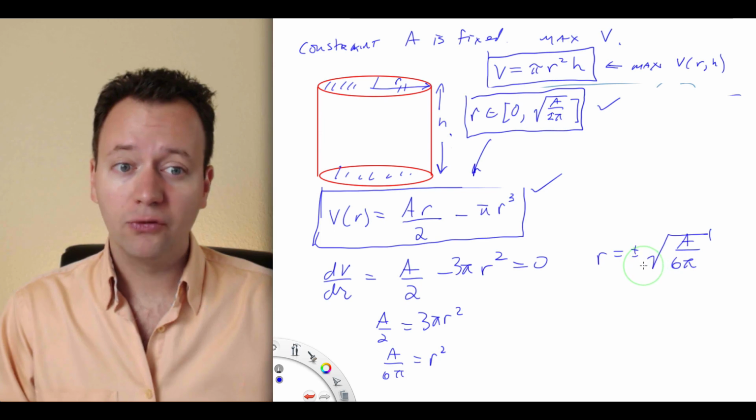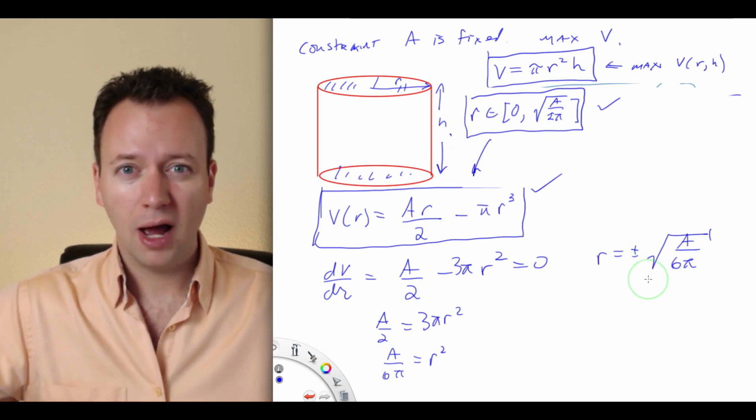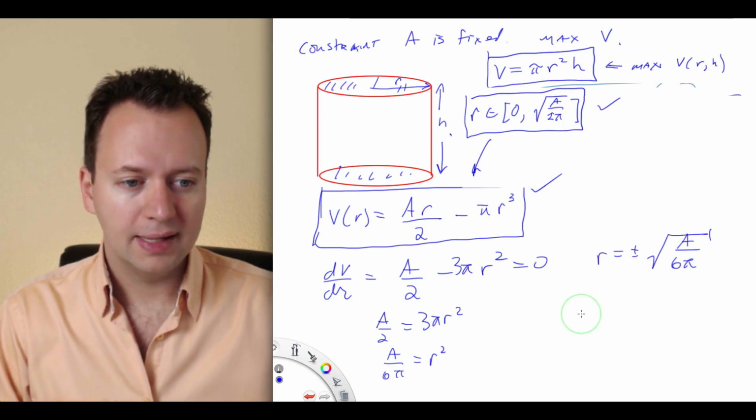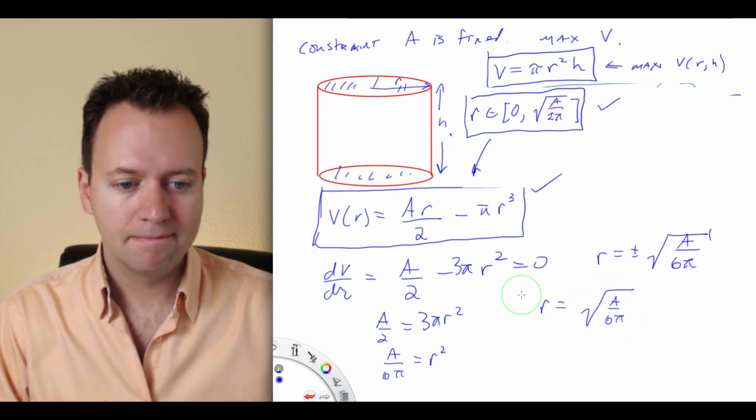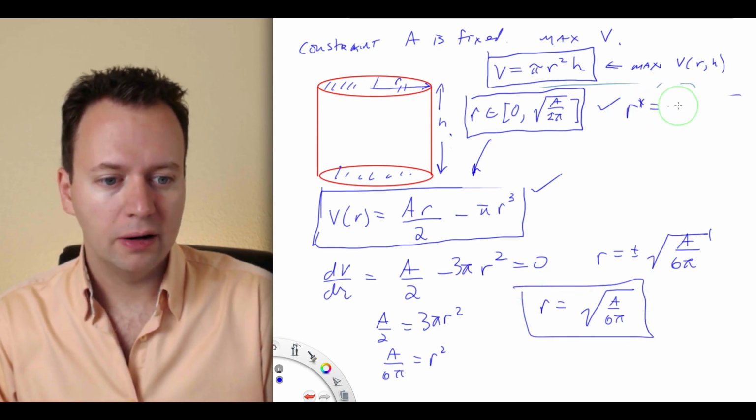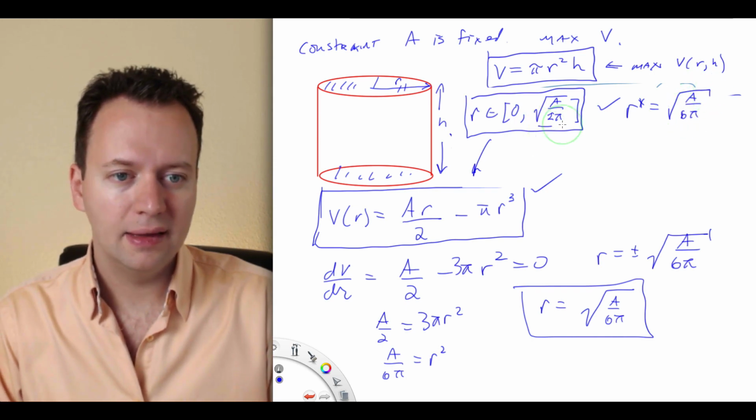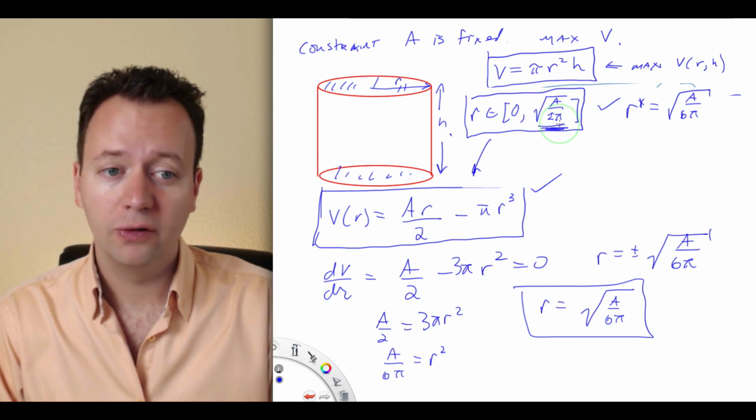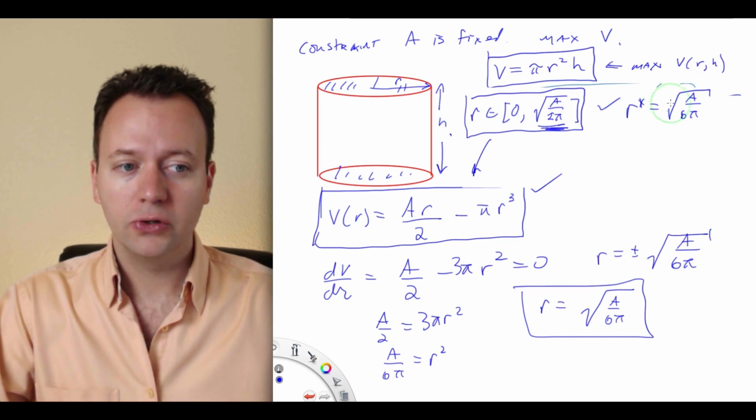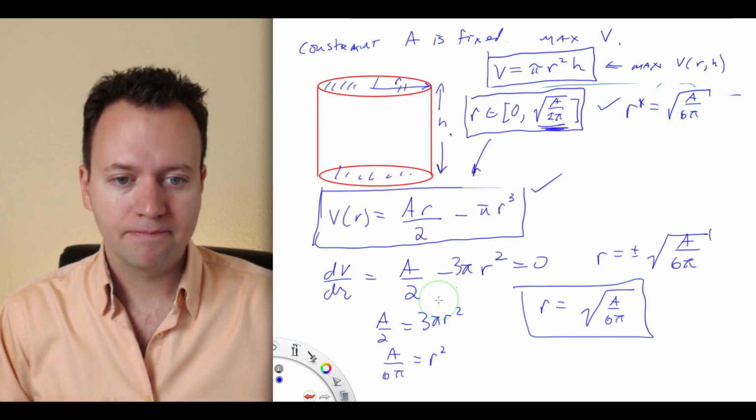Of course, the negative root is outside of our domain, so we're not interested in that. We don't need a negative radius. So the critical point is at the square root of a over 6 pi. We'll call that r star, equal to the square root of a over 6 pi. And notice that this is less than the boundary point here, the square root of a over 2 pi, because a over 6, as opposed to a over 2, will be a smaller number.